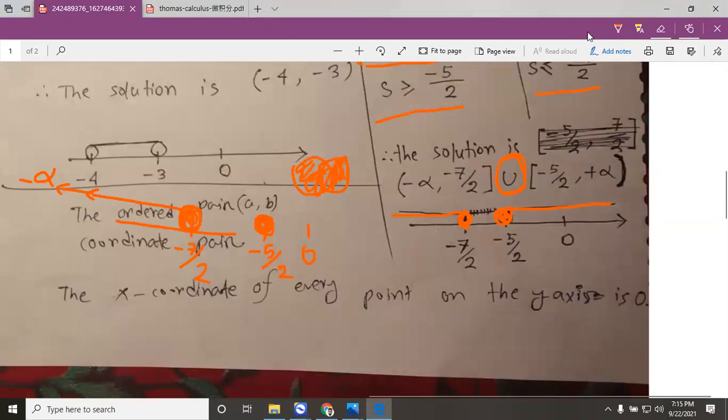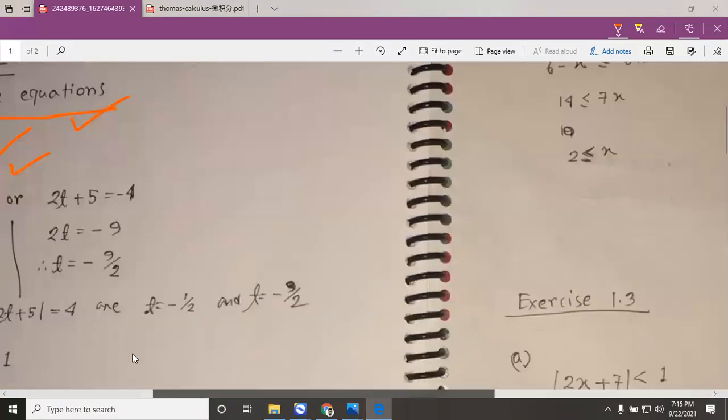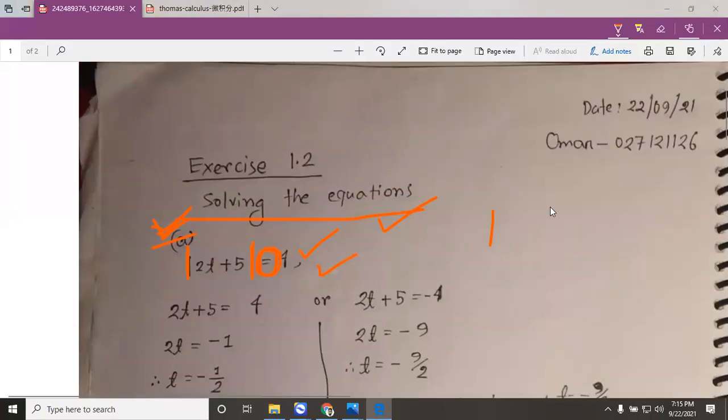So this is our real number line. We got minus 5/2 here and minus 7/2 here, and the graph will be like this way. One will be less than minus 7/2 and another one will be greater than minus 5/2. Okay, so this way we solved the inequalities including absolute value. Absolute value means modulus. We also call it modulus in Bangladesh.